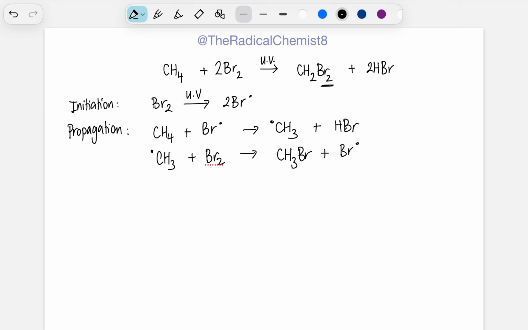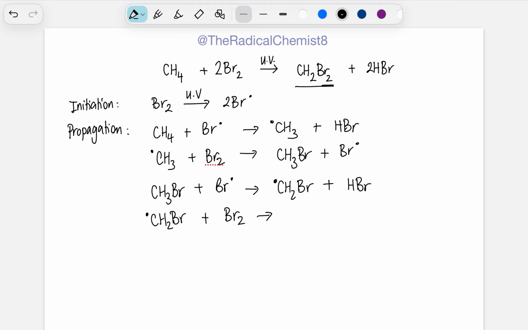Then we have to substitute once again. So CH3Br plus Br radical is going to remove another H. So CH2 radical there, Br plus HBr. And then CH2Br plus Br2, reforming the bromine radical. And you're forming your product now. There. And now termination.